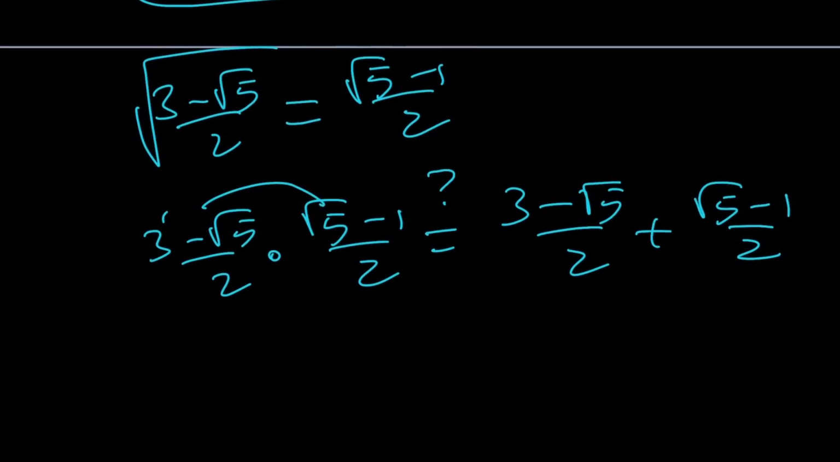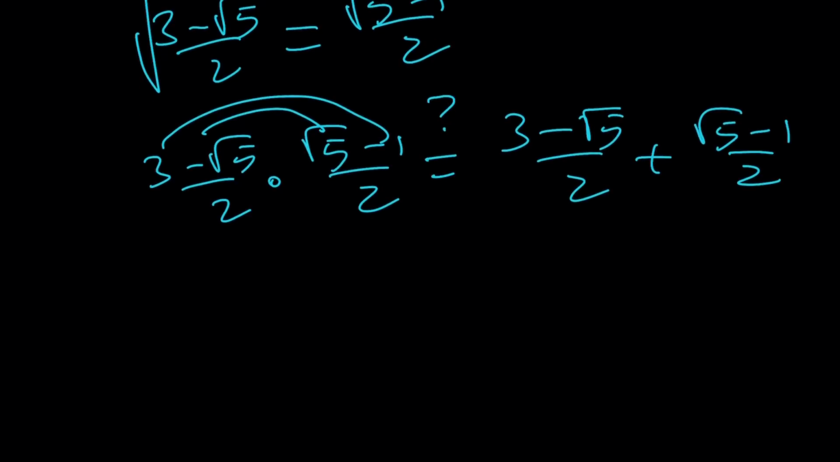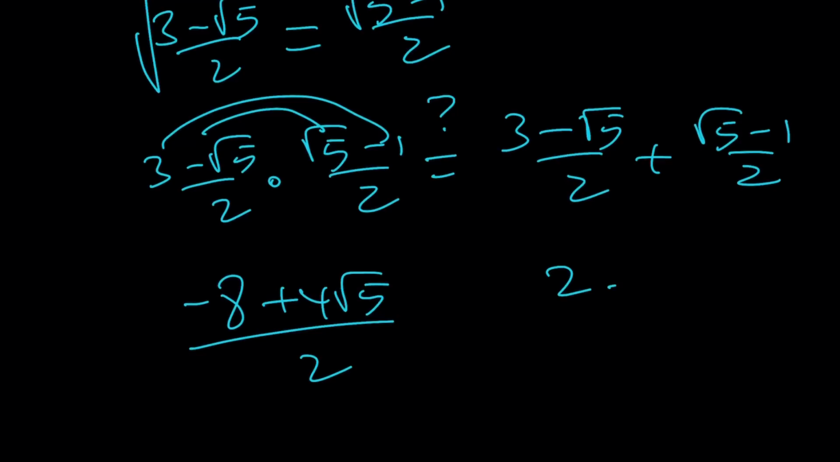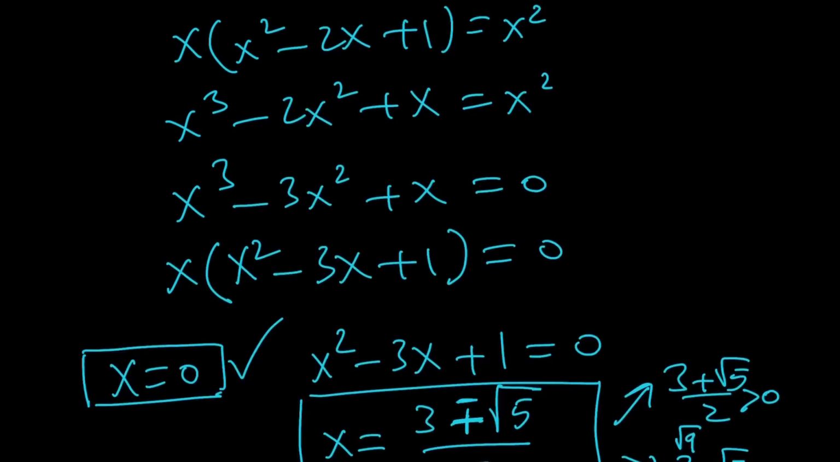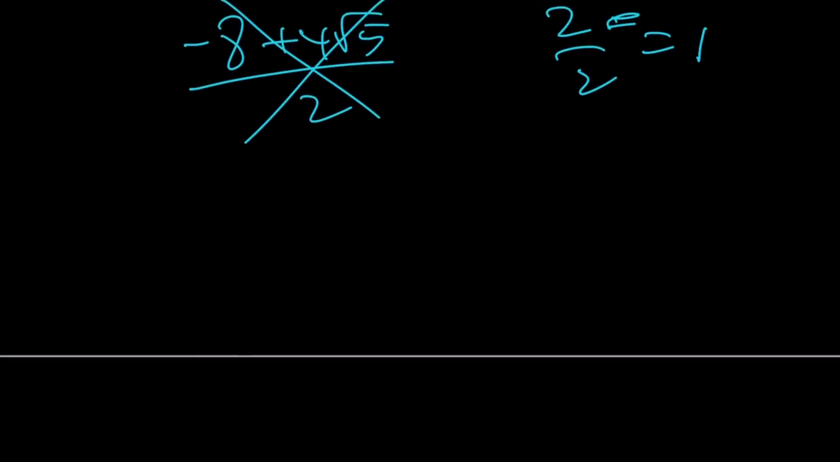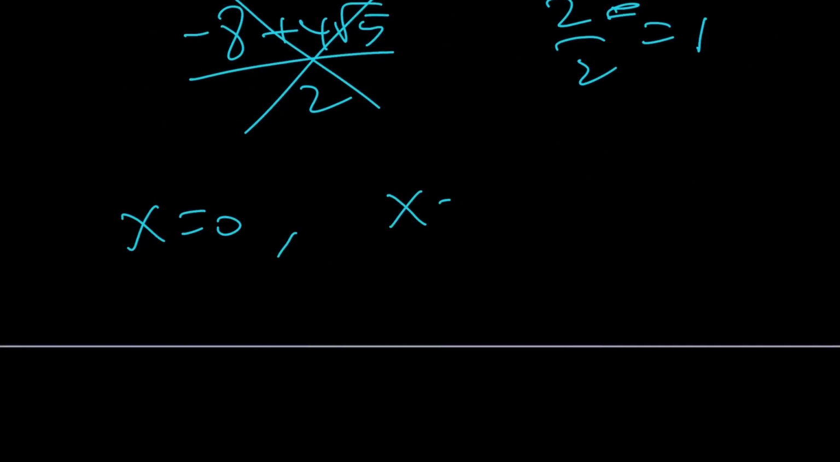This is minus 5, this is negative 3. That's going to be negative. So negative 3 minus 5, that's going to be negative 8. And then we get 3 root 5 plus root 5, that's going to be plus 4 root 5. Divide by 2, and this one is going to be 2 minus, well, root 5 cancels out, and you get 2 divided by 2, which is 1. But this is not 1, so 3 minus root 5 over 2 is not going to work. So we have to reject it. So we end up with two solutions, x equals 0 and x equals 3 plus root 5 over 2. The other solution did not work.